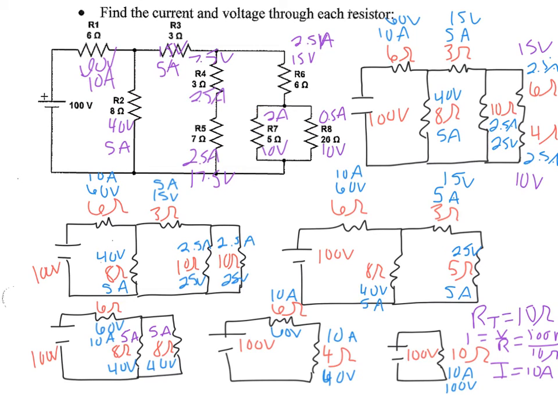So all of my currents are splitting and adding. 2 plus 0.5 is 2.5. 2.5 plus 2.5 is 5. 5 plus 5 is 10. And then knowing that in a series, the current is equal, these are both 2.5 amps. That's actually the only series there.